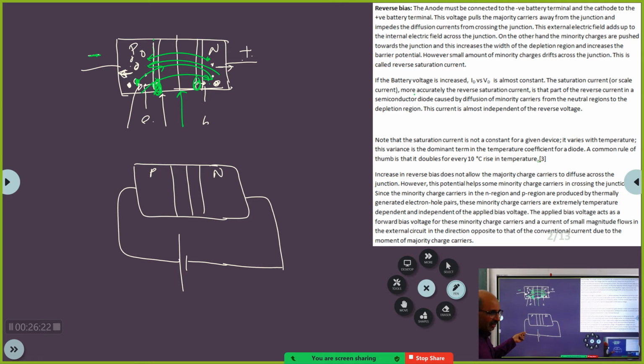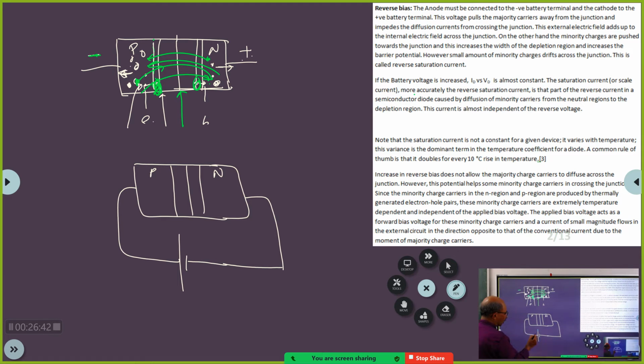So one student asked one question. Is your question related to that question or something else, Mr. Abhinav? Related to that only, sir. If you are placing it in this condition, then it will be very less current that will flow. I told you, this will be in microamperes.